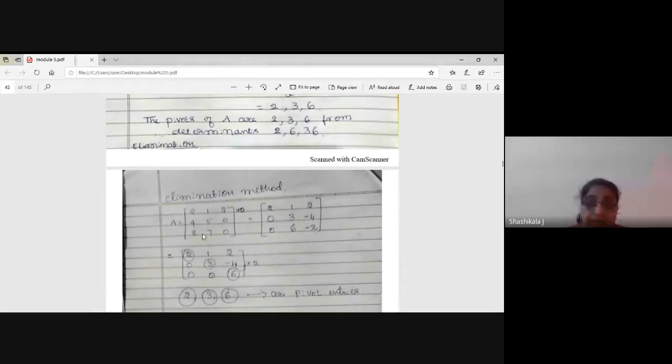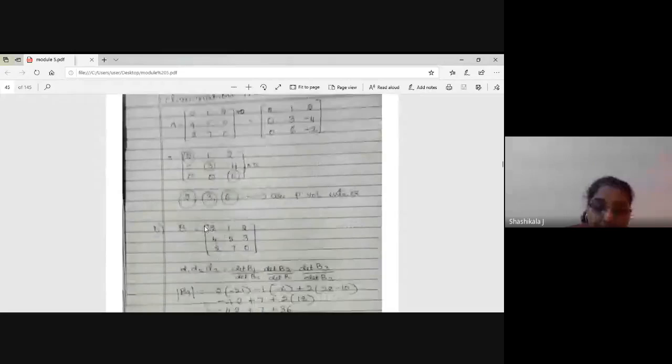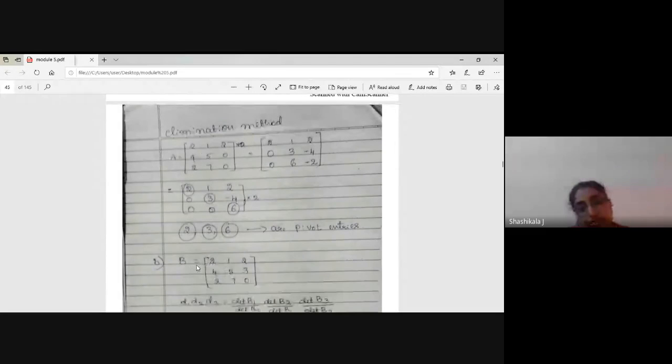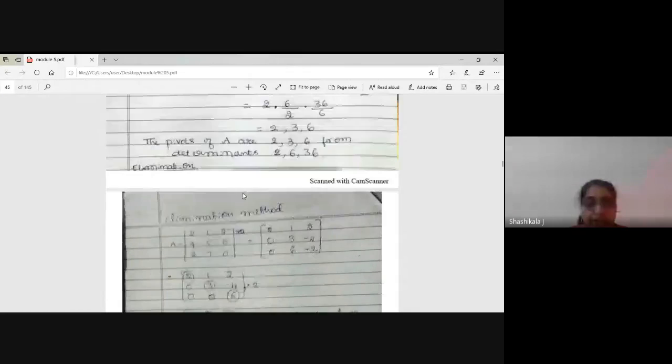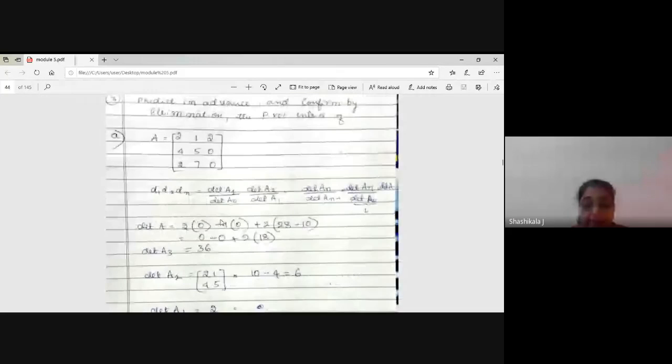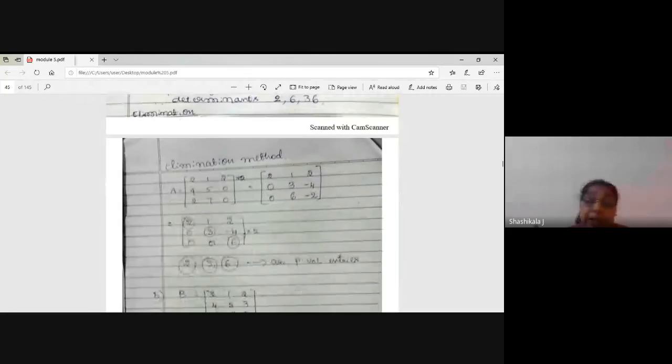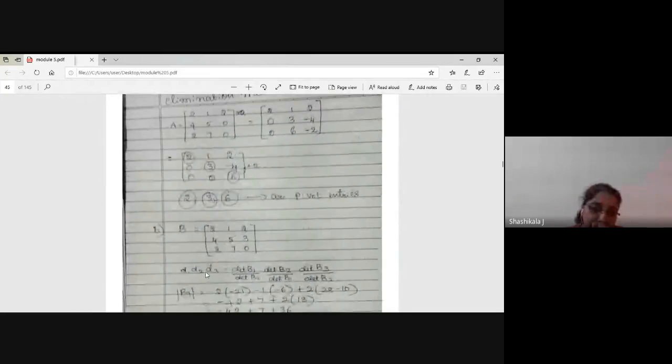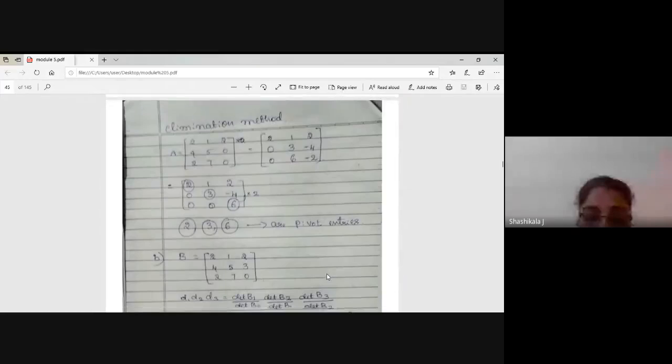Let me do this. Now, can you tell me the formula for this? The question is the same: predict in advance and confirm by the elimination method the pivot entries. Pivot entries means you are not talking about the pivot columns, they are talking about the pivot entries. Now can you tell me the formula? Here there are 3 columns, so it is determinant of B1 by B0, B2 by B1, determinant of B3 by B2. Yes, calculate and tell me.